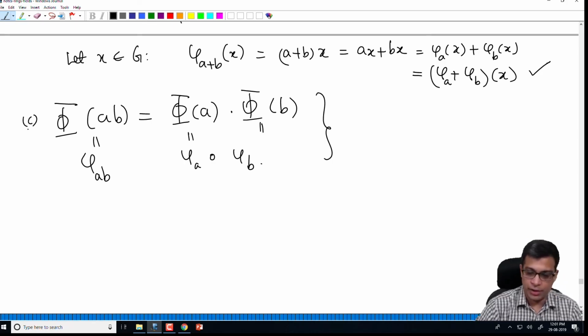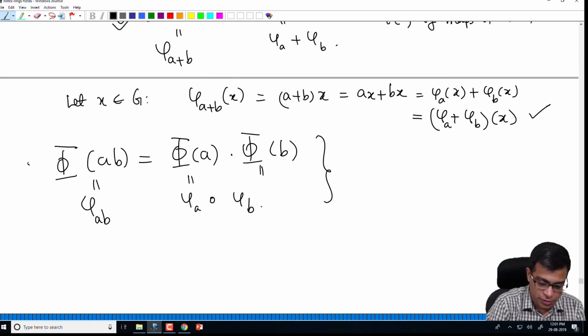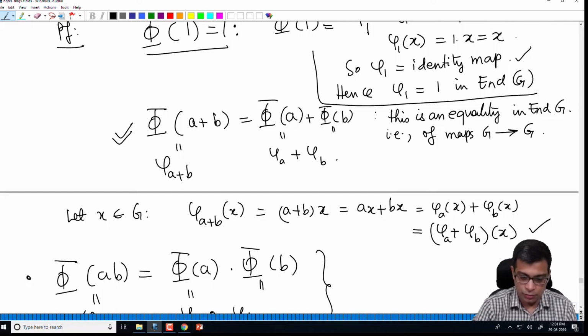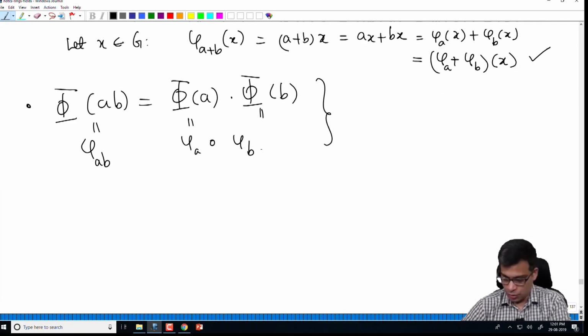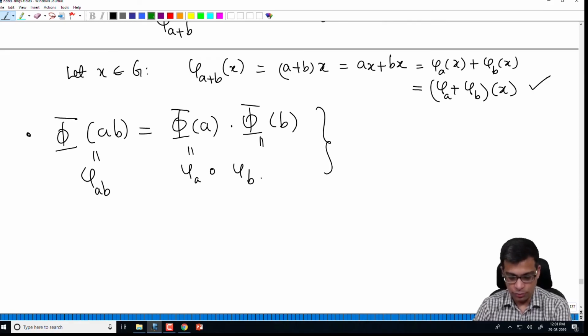I'll write it as, maybe I'll just put a dot here. Second condition is this, first condition is this. So let's check now. This is also an equality of maps of G to G.